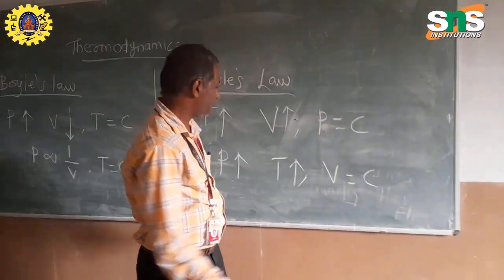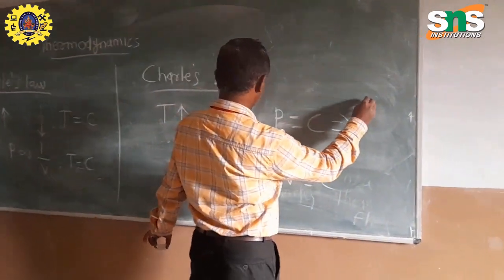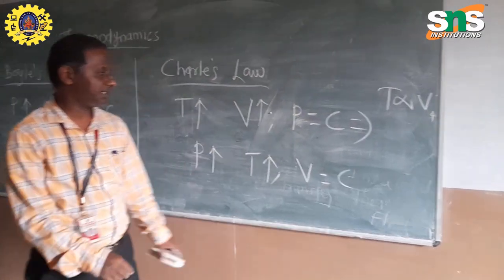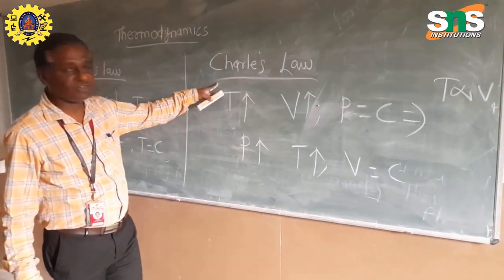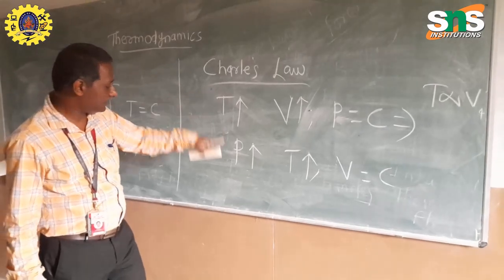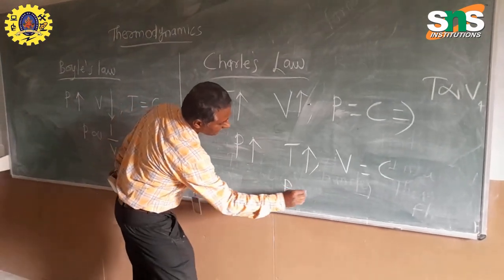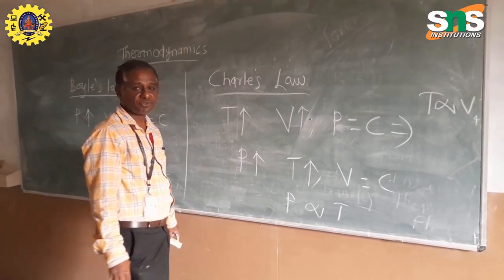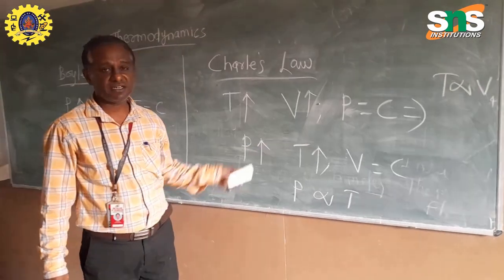So here, temperature is directly proportional to volume, which is one way of explaining Charles Law. And here, pressure is directly proportional to temperature. That is also another way of explaining Charles Law.